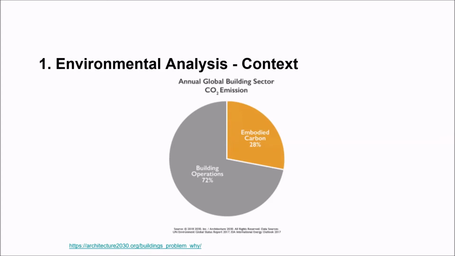Embodied carbon is 1/4 of annual building sector emissions and growing. As operational energy efficiency increases, the impact of embodied carbon emissions in buildings will become increasingly significant. You might be wondering, what exactly is the difference between embodied carbon and operational carbon?